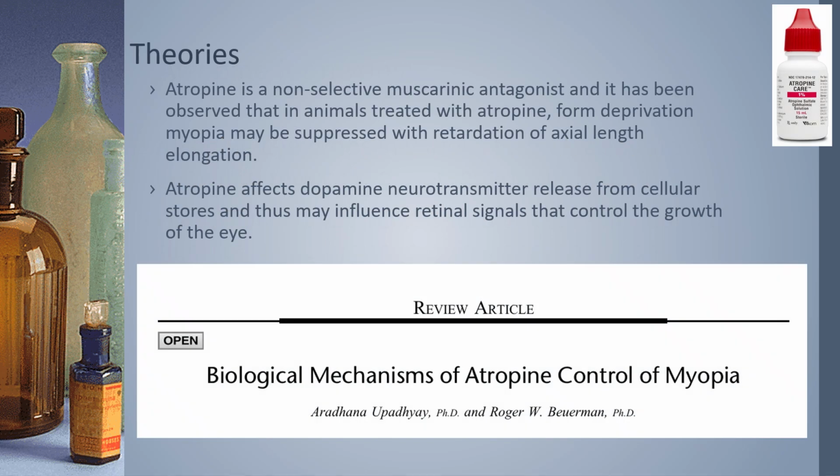So before we talk about ATOM 1, ATOM 2, and LAMP 1, 2, 3, and 4 studies, we should also know about the biological mechanisms which have been proposed for atropine control of myopia. We all know that atropine is a non-selective muscarinic antagonist, of M1, M2, M3, and M4 receptors, and it has been observed that it can reduce accommodation, and it affects dopamine neurotransmitter release from cellular stores.